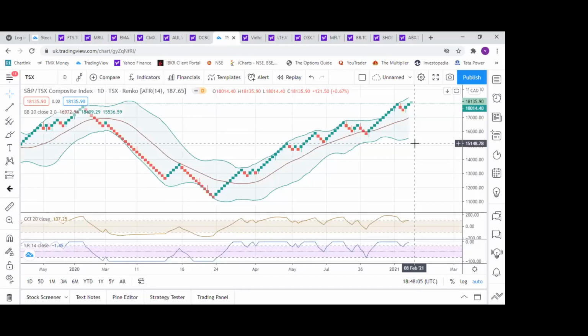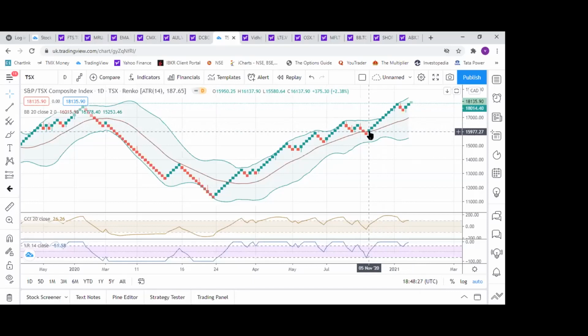Okay. Now, why am I saying this for TSX now? Because you are at the upper Bollinger Band. Over here, we were at the lower Bollinger Band. Here, we are at the upper Bollinger Band. So, I don't want to enter over here. I could have entered over here on 5th of November.